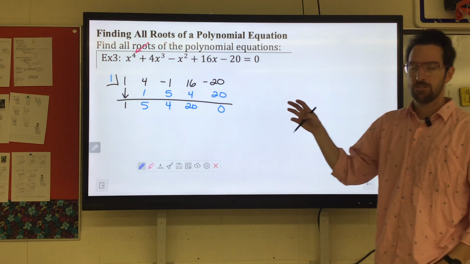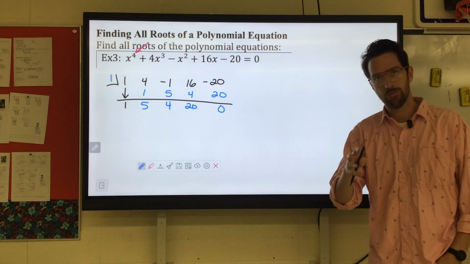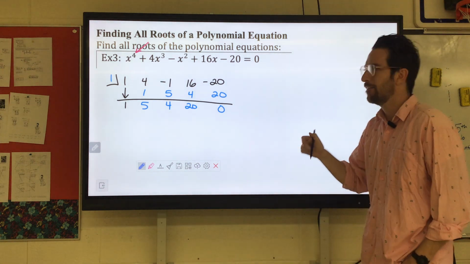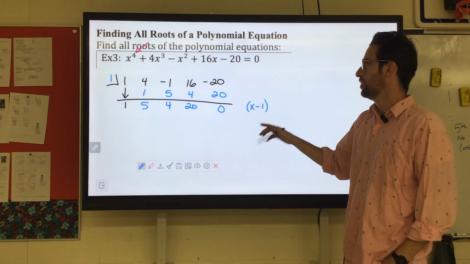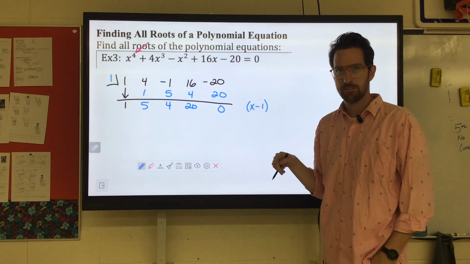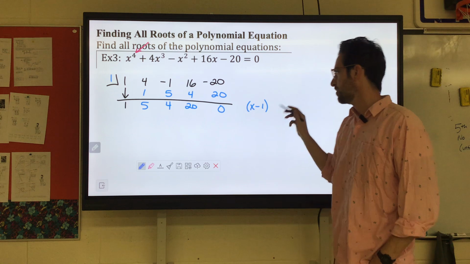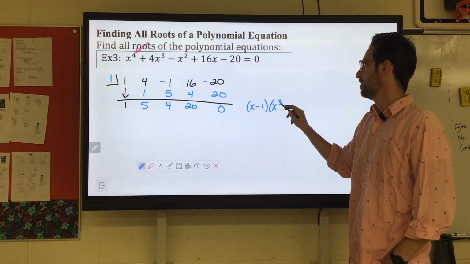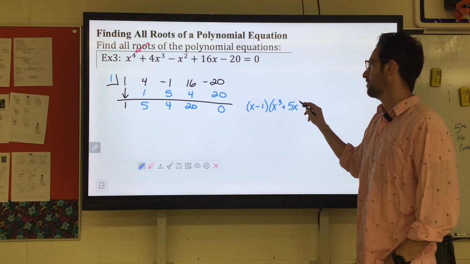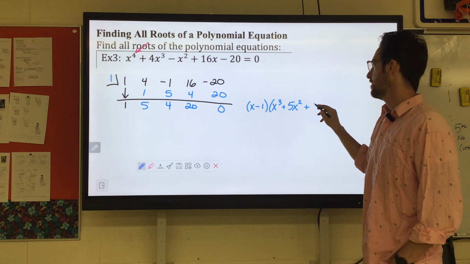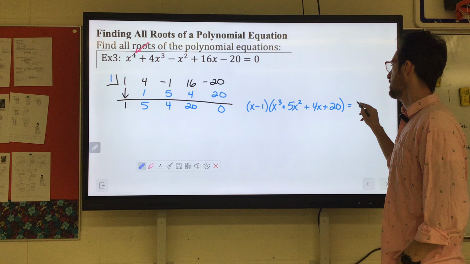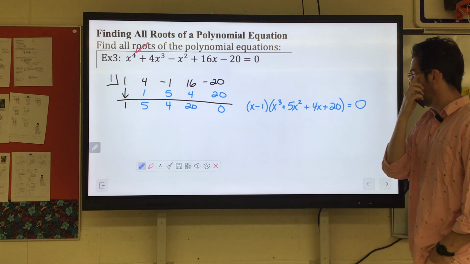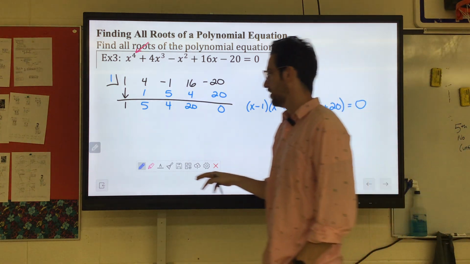So if 1 is a solution, and again, I know I'm going quick, but pause the video to write it down. 1 is a solution, so in factored form that would show up as x minus 1. Now what we have left, if we started with x to the 4th, this would be 1x to the 3rd, plus 5x to the 2nd, plus 4x plus 20 equals 0. You could keep going with some synthetic division.